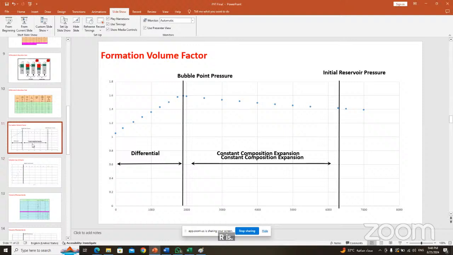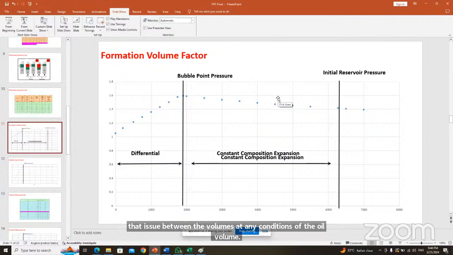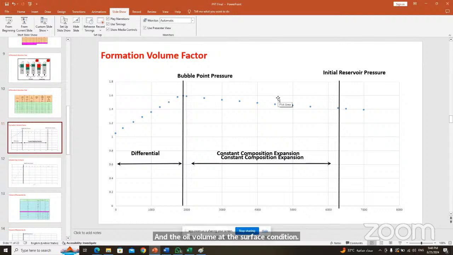The formation volume factor represents the ratio between the oil volume at any condition and the oil volume at the surface condition. Remember that we always count our production at the surface conditions. So if you want to convert this surface production to back-calculate the volume at any condition, whether in the reservoir initially or at any instance, you need to use the beta O value.